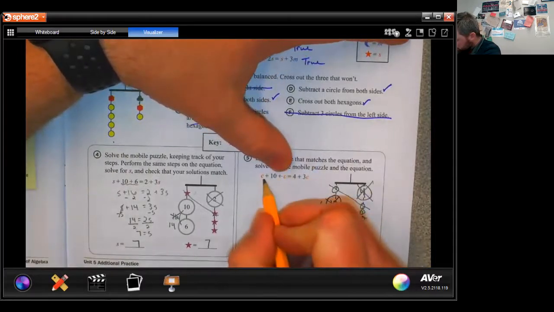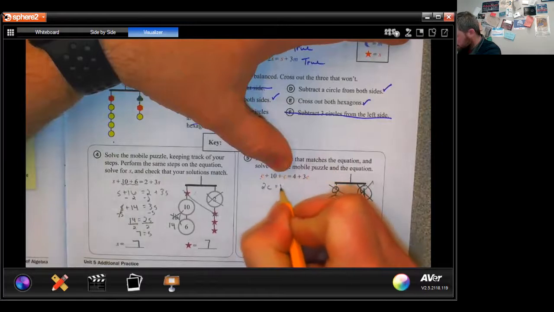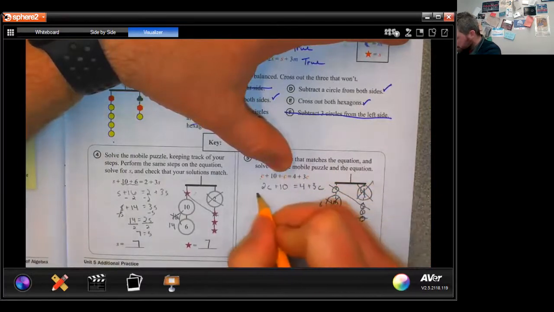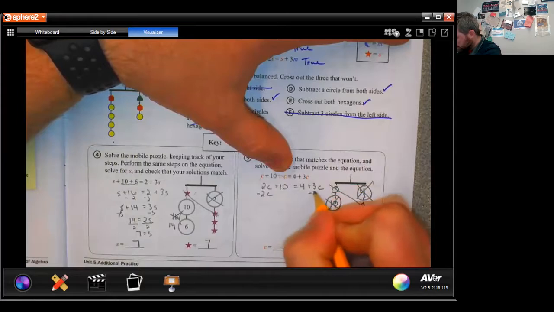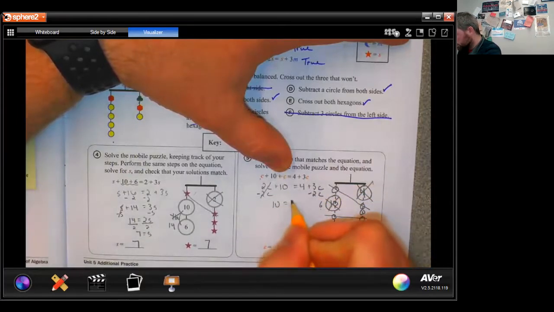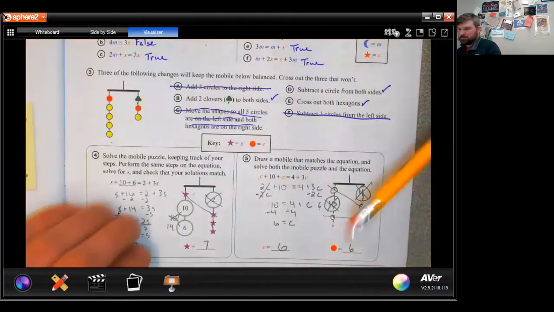I'm going to add your 2 circles. So that's 2C plus 10 equals 4 plus 3C. Subtract 2C from both sides. Those cancel. You get 10 equals 4 plus C. Subtract 4. 10 minus 4 is 6 equals C. And so, we have the same answer there.